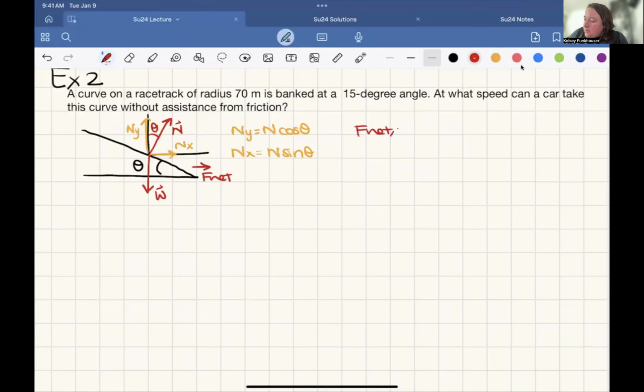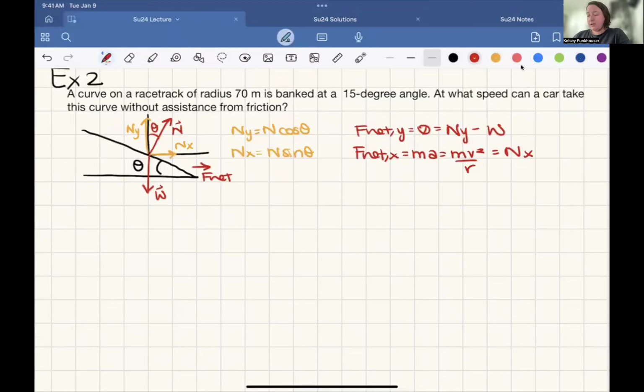So net force in y is 0, and it is the y component of the normal force minus the weight. And that's the full weight in this case. And then we have the net force in x. This one is mass times centripetal acceleration, which again is v squared over r. So mv squared over r, because again, it wants the velocity or the speed actually, so we need to get that in the equation. And then the only force acting in the x direction is the x component of the normal force.